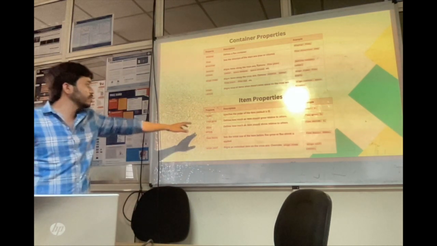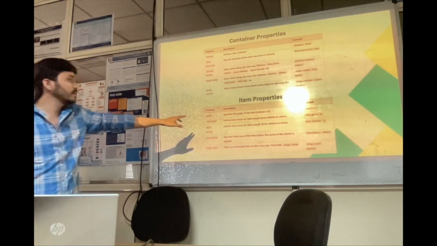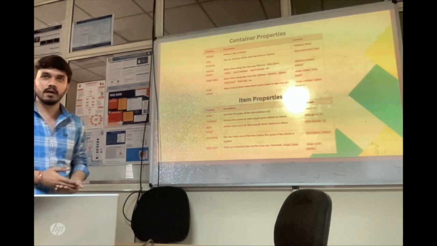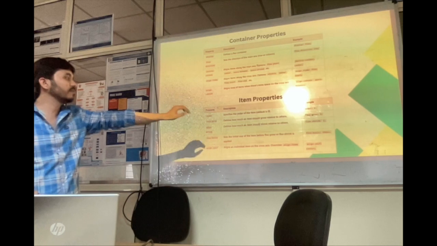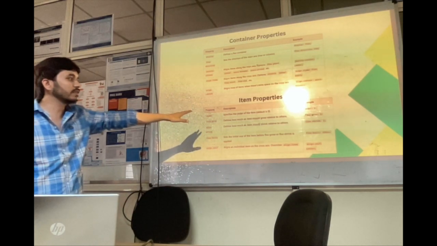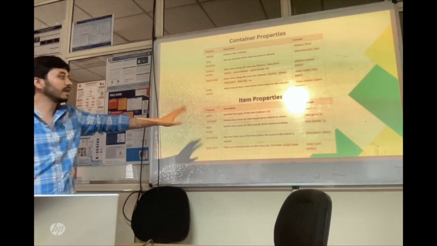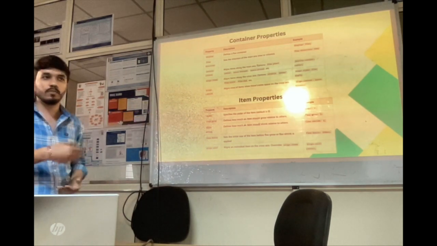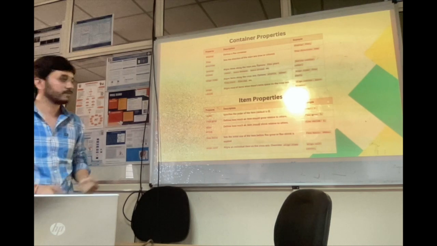So the first one is order. With order, we can define the order of our elements inside the container. If we have four elements and for one element we have mentioned order 2, it will be positioned at the second place.